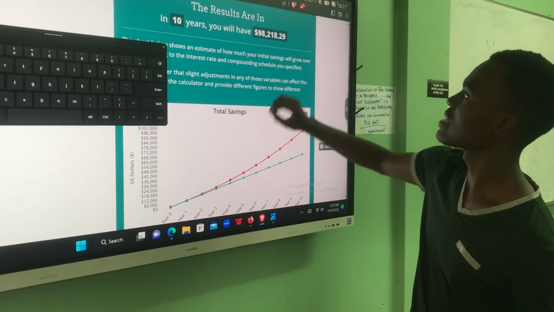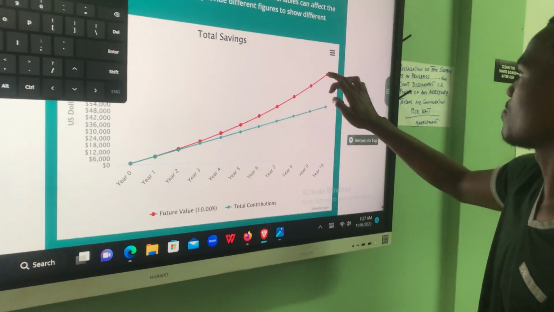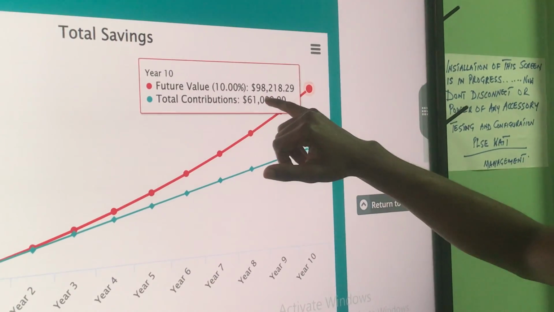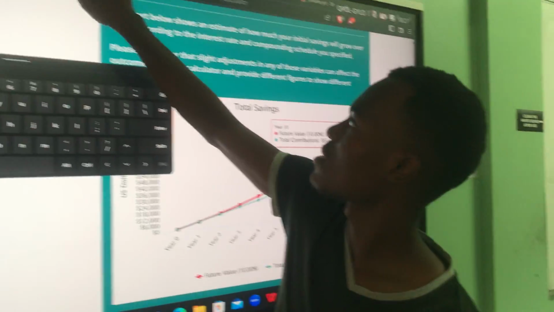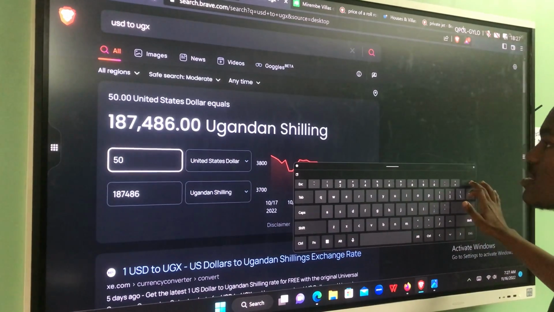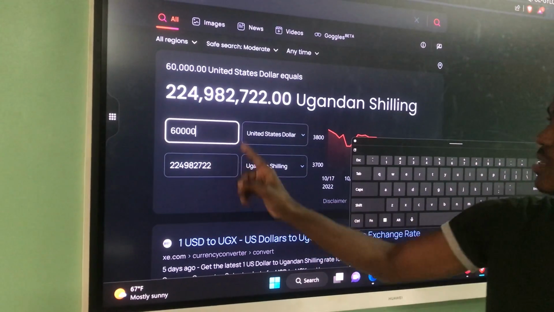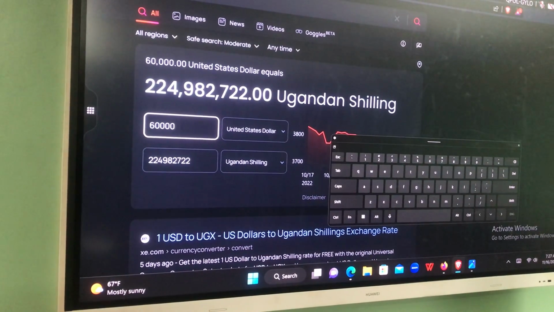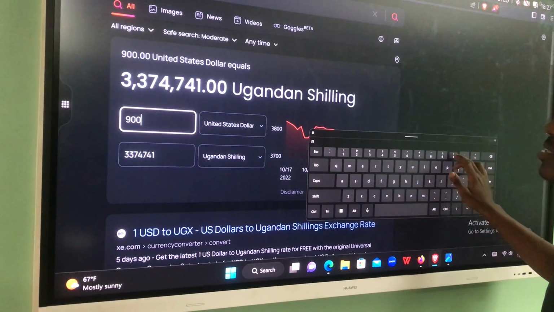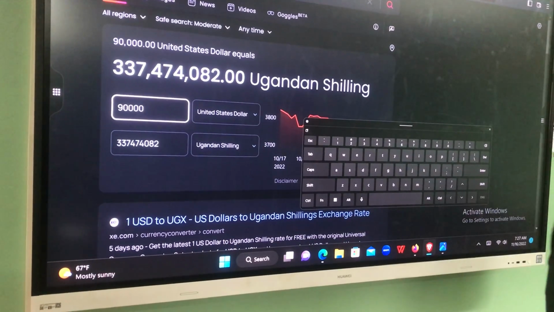It will bring $90,000 at the end of this 10-year period. So in 10 years, I've put in $60,000 and it has given me $90,000. $60,000 is how much? You put in 220 million, but it's going to give you $90,000 in 10 years. You put in 200 something, it's giving you 300 something.